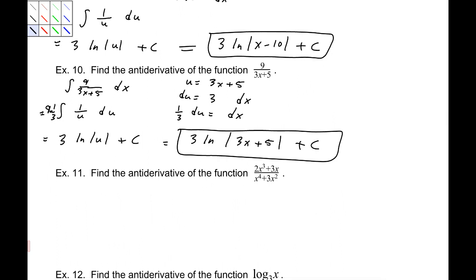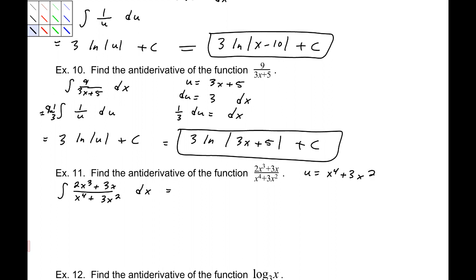Alright, number 11 looks a lot more complicated. It really isn't that crazy because we want this to look like 1 over x, right? Well, if I make my u equal to, I'll go ahead and rewrite this, 2x cubed plus 3x over x to the fourth plus 3x squared. Okay. The wise idea here would be to make u equal to x to the fourth plus 3x squared.